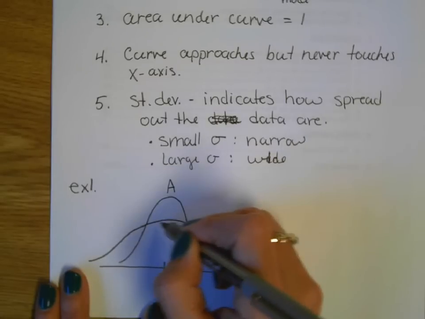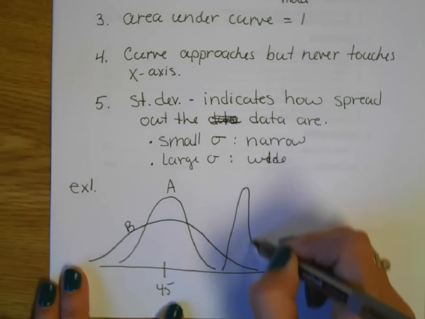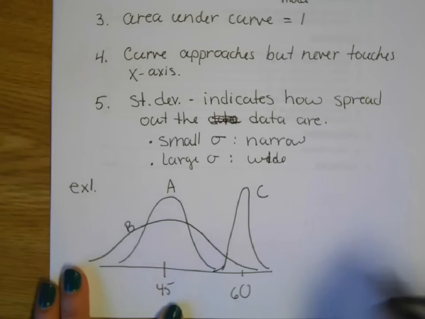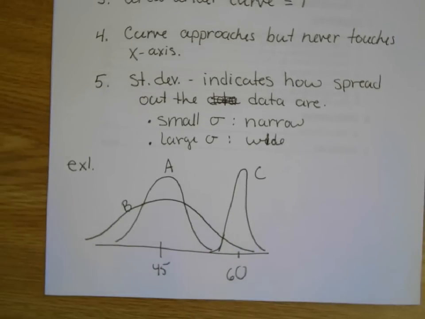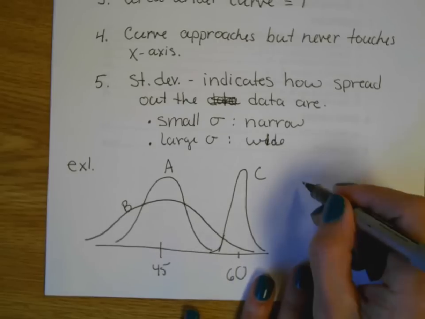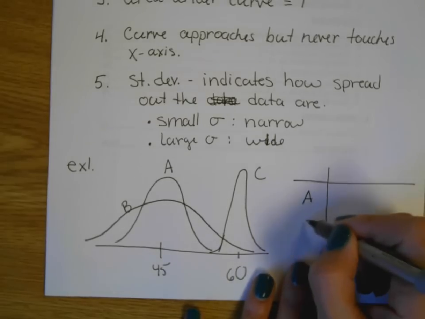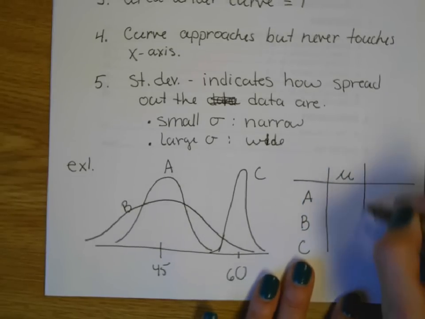Let's see, this is graph A, this one's B, and then that one's C. All right, so there's 3 different normal curves there. I tried to make them look normal, but they're not the best. It looks too simple to be the same.